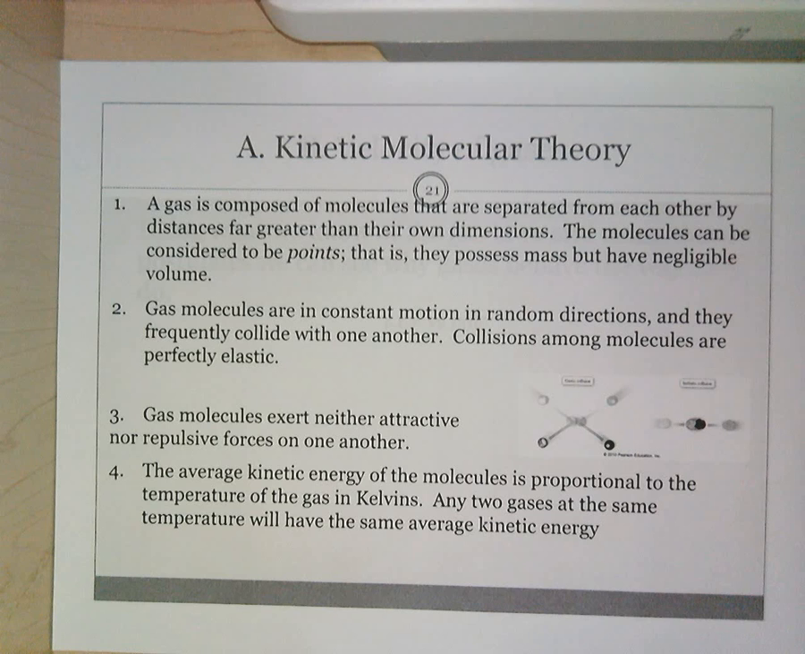Fairly straightforward. Okay. Gas molecules are in constant motion, and the motion is in random directions. It's not predictable. As such, they frequently run into each other. We call those collisions. And the collisions are elastic. What does it mean to have an elastic collision? Anyone who's taking physics?